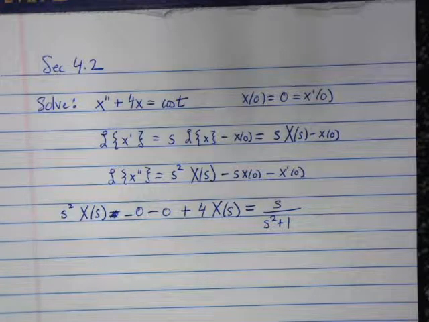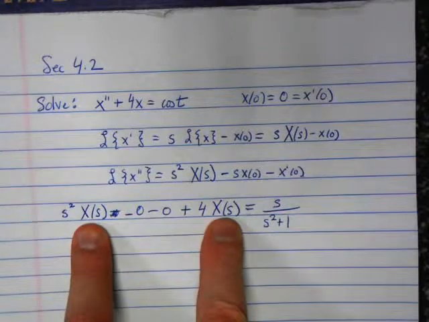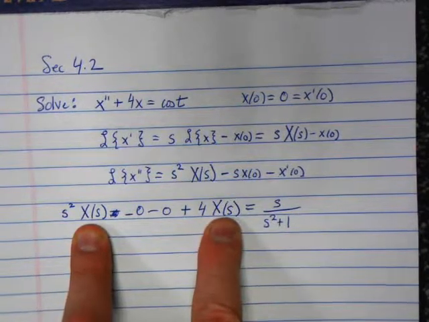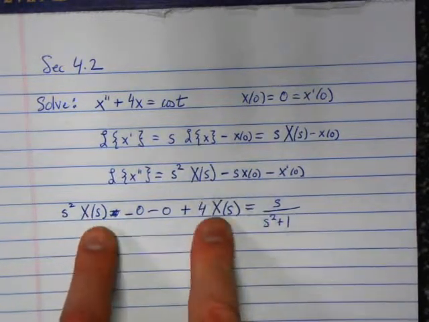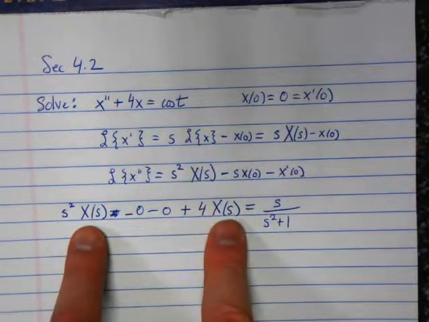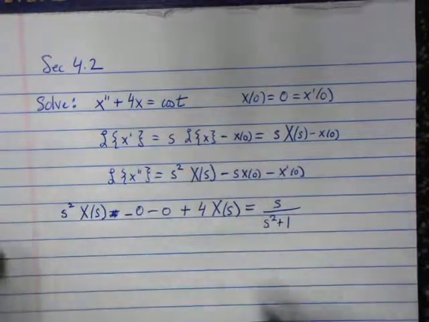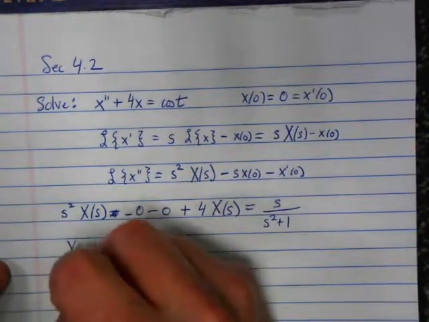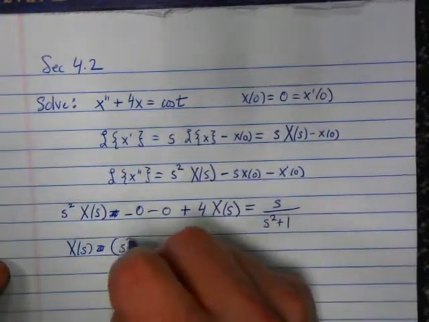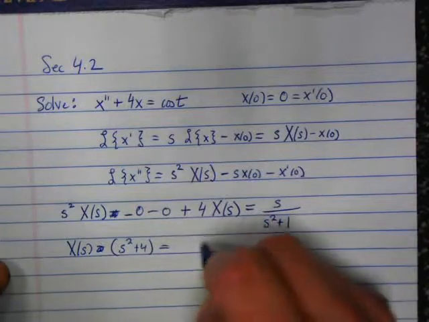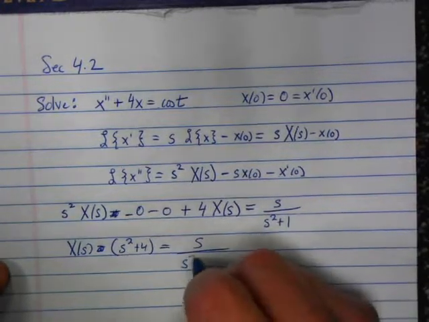All right. Now, generally what you want to do at this point is get all the things that have capital X on the left-hand side of the equation and all the things that don't have capital X on the right-hand side. This one's really nice because that's already done for us. Why do I want all the things with capital X by themselves on the left-hand side? I can factor it out. So I factor out a capital X, and I'm left with s squared plus 4 equals s over s squared plus 1.